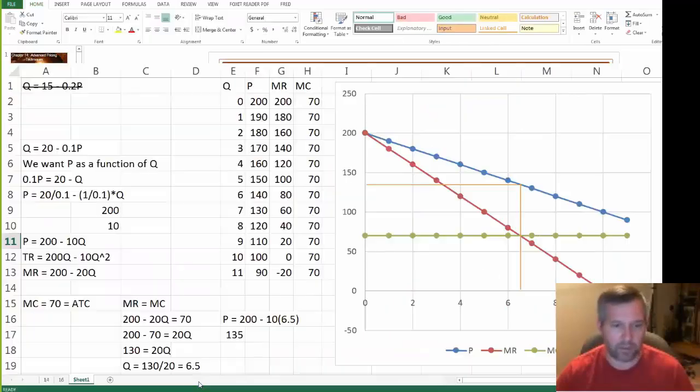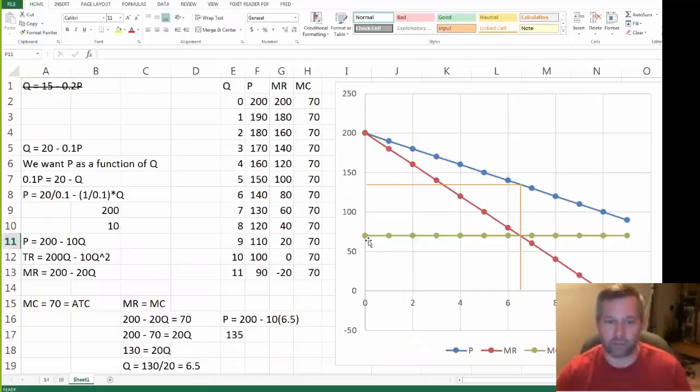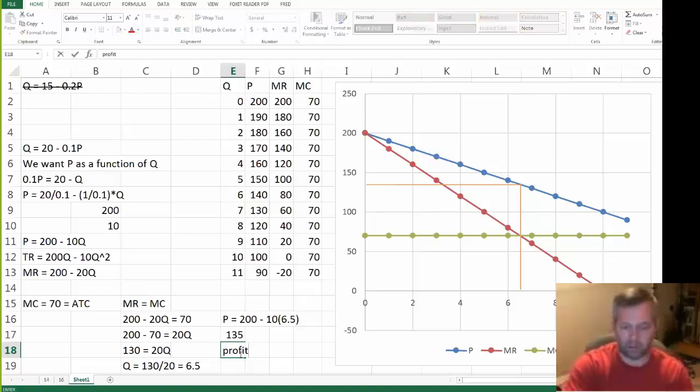If we go back to here, we're looking for basically the area of this rectangle, because the top part of the orange line is our price, 135, and our costs were the 70. The average total cost was 70. So we are selling 6.5 units. I should write all this out. Profit is the price minus average total cost times our quantity. The total profit, not the profit per unit.